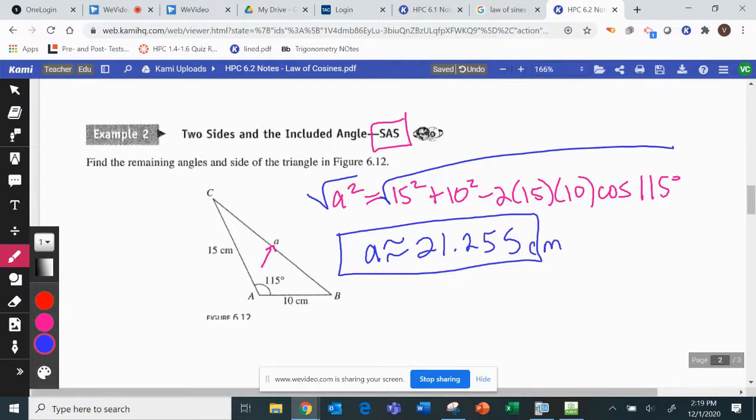At that point, you could use law of sines to find the other sides. You could use law of cosines to find missing angles. I lied. You could do law of sines or law of cosines at that point to find the other missing angles. Okay, I'm not going to finish that one.